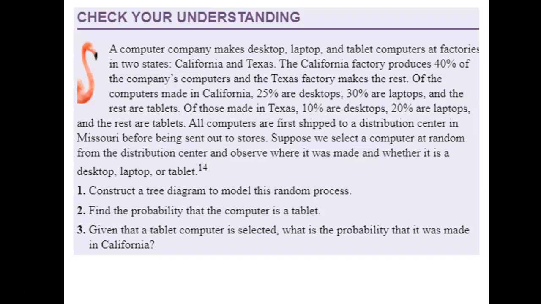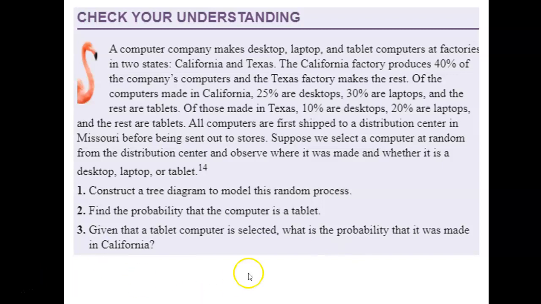All right, so here's one to check your understanding. A computer company makes desktops, laptops, and tablets in two states, California and Texas. California factory produces, and so on. There's a bunch of data here. I think this stuff has to be put into some sort of diagram. And what do you know? Question 1: construct a tree diagram to model this random process.